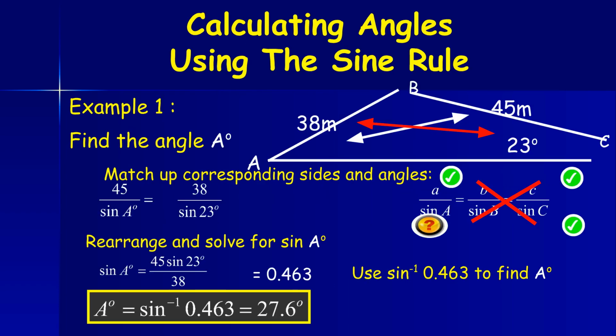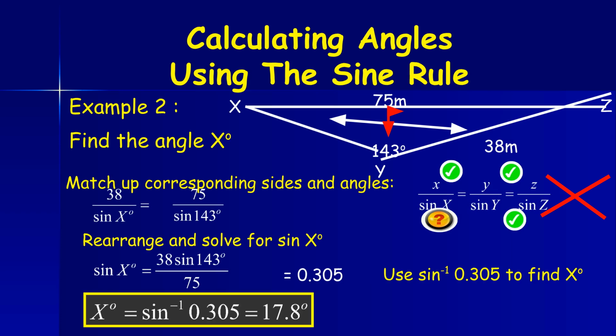Example 1. Find angle A. Match up corresponding sides and angles. 45 over sine A equals 38 over sine 23 degrees. Rearrange and solve for sine A, then use inverse sine to find A, which is 27.6 degrees.